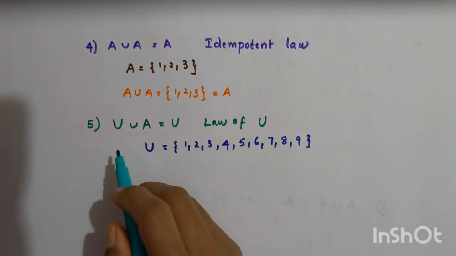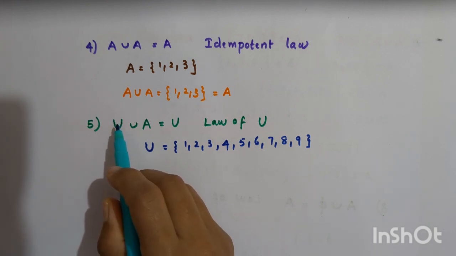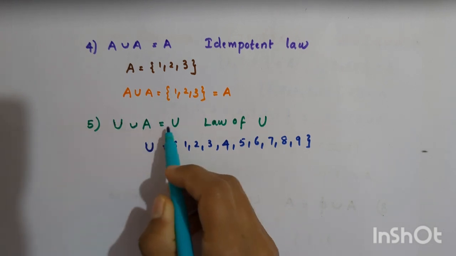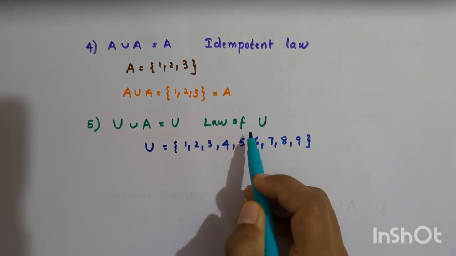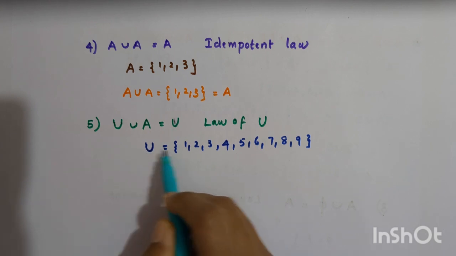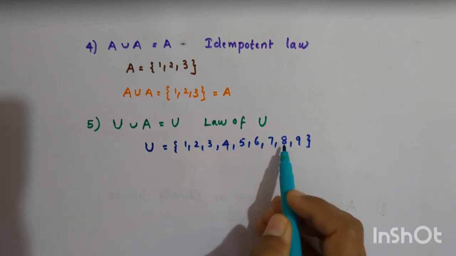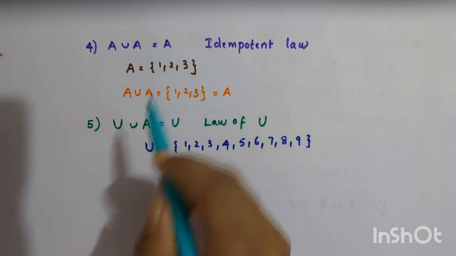Now let us see the fifth property. That is, U is the universal set. So U union A will be equal to U. This is actually known as law of U, which is the law of universal set. For example, let the universal set U be 1, 2, 3, 4, 5, 6, 7, 8, 9. We have the set A as 1, 2, 3 here. The elements are 1, 2, 3.